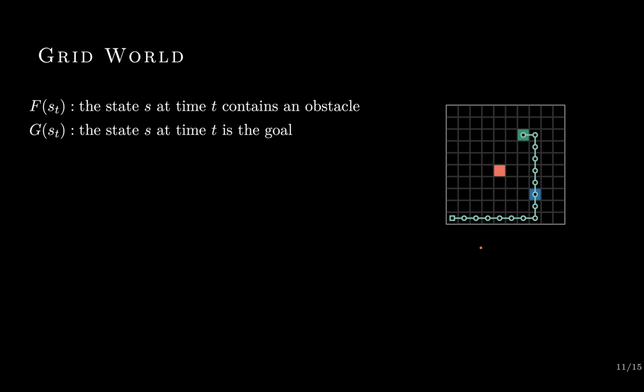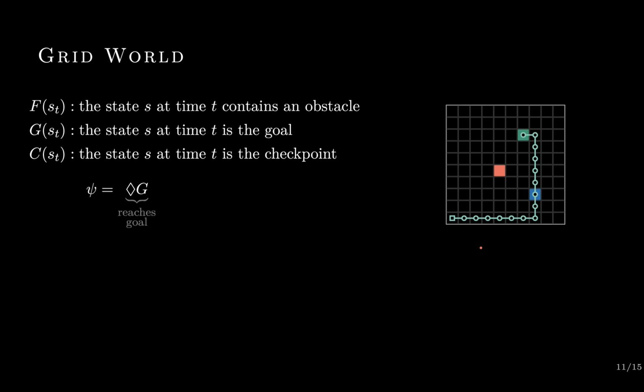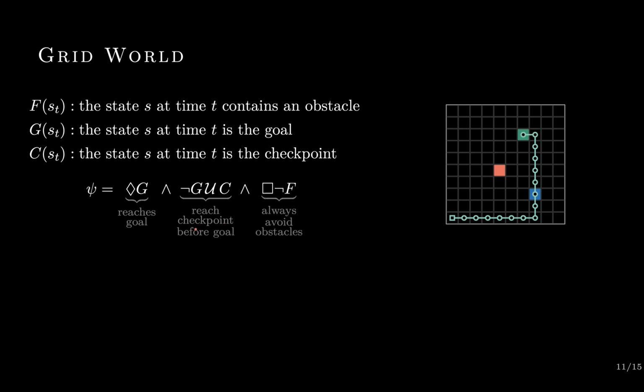We also have another predicate g that says we reached the goal at time step t, and we have another predicate c that says that we reached the checkpoint at time step t. And so our full formula here would be, first of all, we eventually reach the goal, so that's what the lozenge here says, and we reach the checkpoint before the goal, so we say we don't reach the goal until the checkpoint, that's what this says here, and we always avoid obstacles.